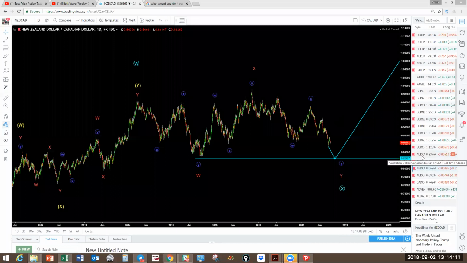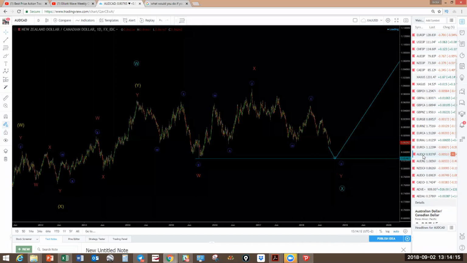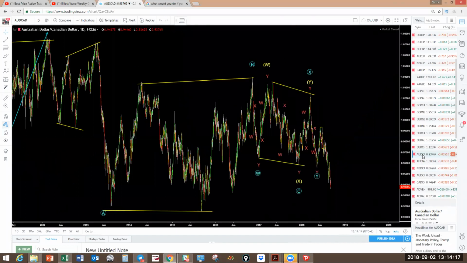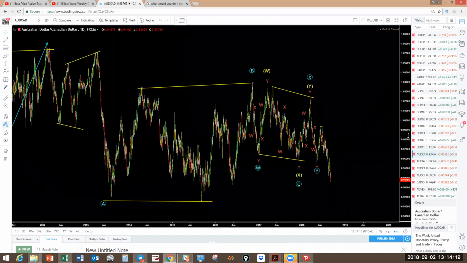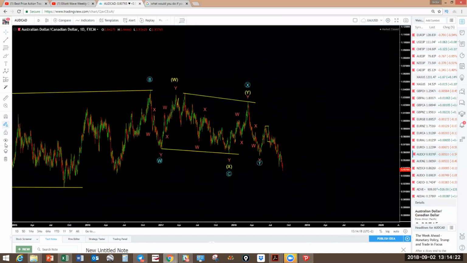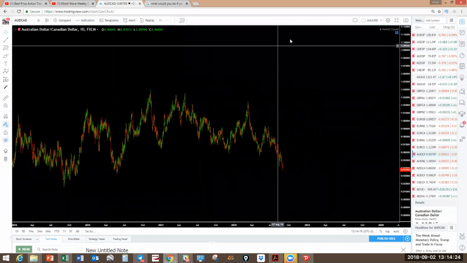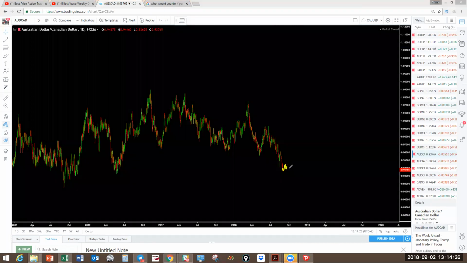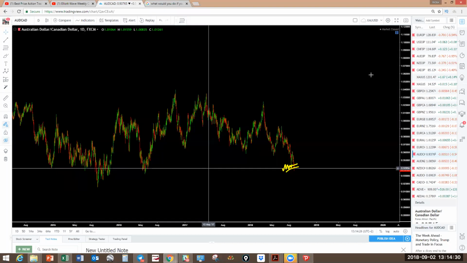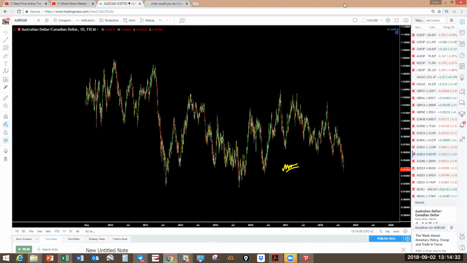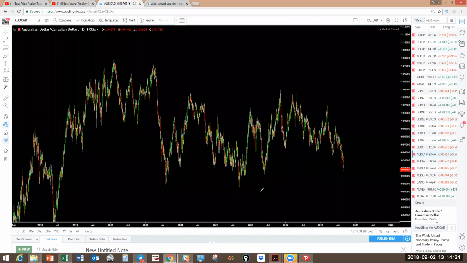Any other pair that I missed that we look at here? AUD/CAD. We're still going to look at oil. So this one is still coming down. Also, AUD/CAD, we're still coming down. So the Aussie is still weak. We'll be looking for this one to go, let's see, go back to this level. So let's see how that plays out. So this is still coming down.